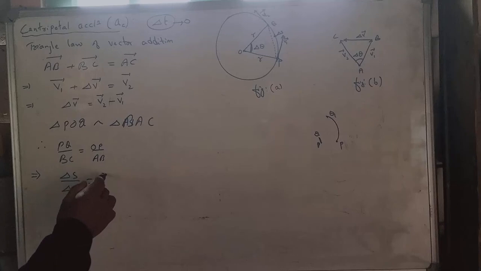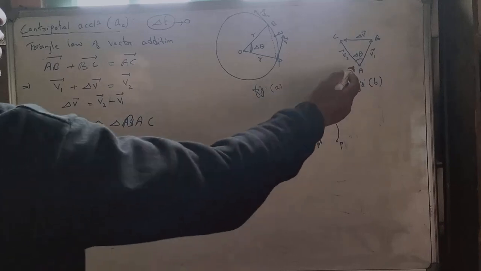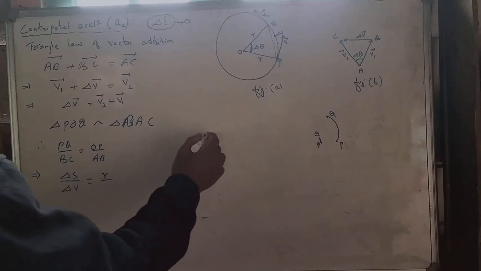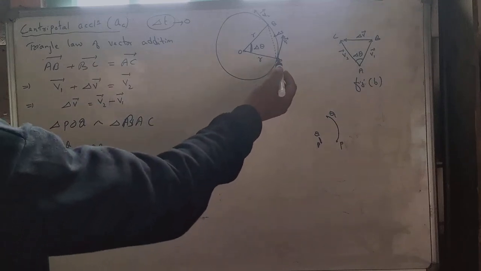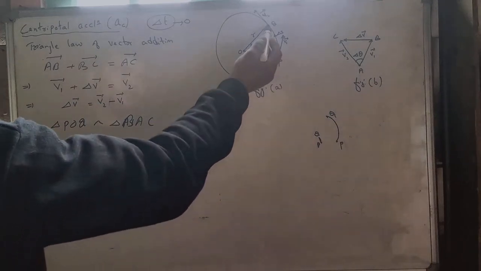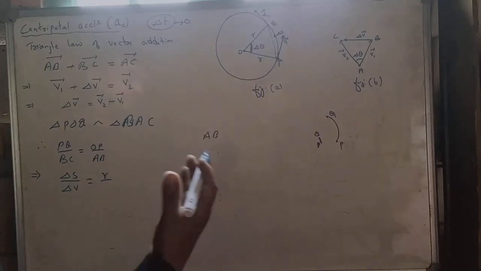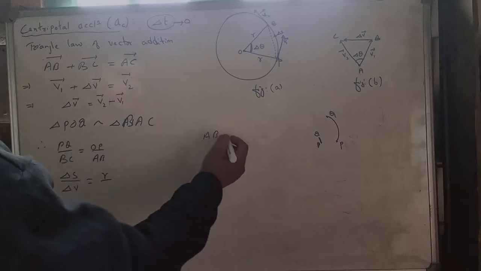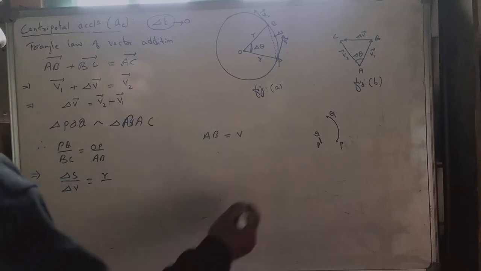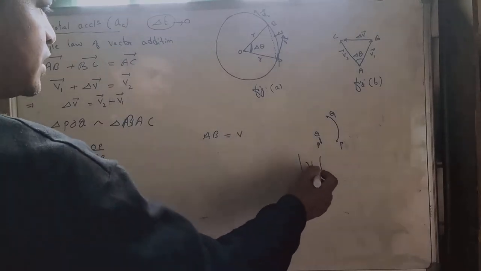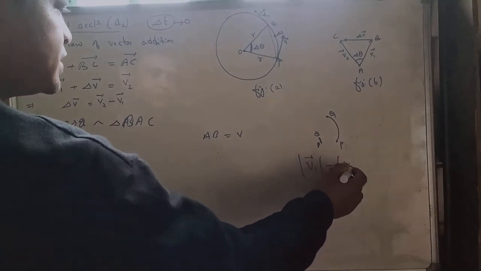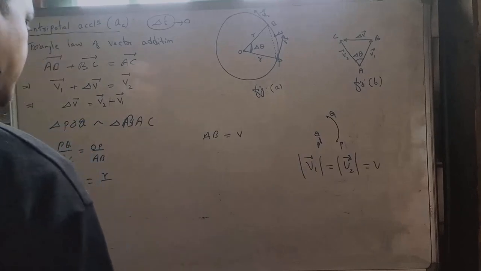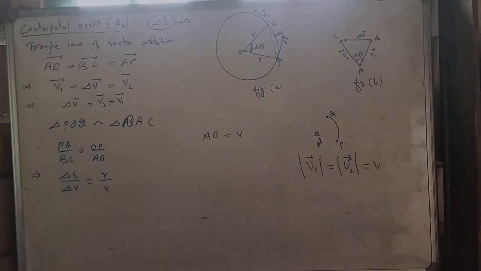OP is R. AB is V. Only when I say AB with no arrow, it means only magnitude. What is the magnitude of velocity at this point and at this point? The magnitude of velocity is the same. Only the direction is different. So when the magnitude is the same, I will write it is equal to V, because the magnitude of V1 and the magnitude of V2 is the same. So I'll write V here.